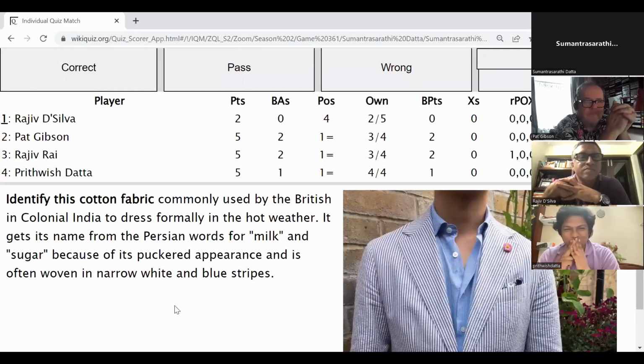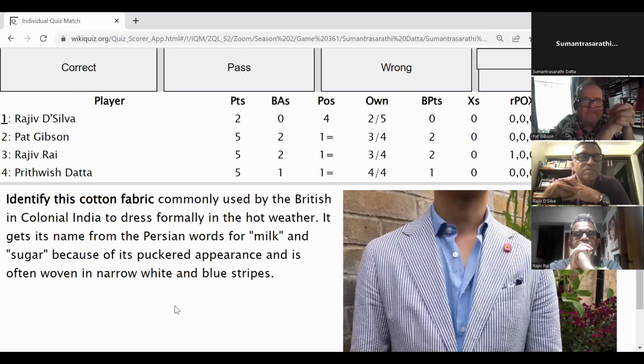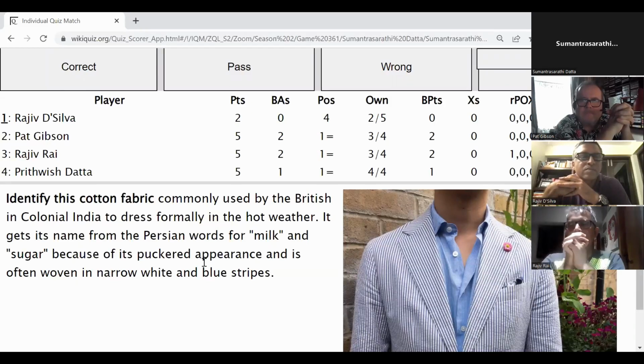Identify this cotton fabric commonly used by the British in colonial India to dress formally in hot weather. It gets its name from the Persian words for milk and sugar because of its puckered appearance, and it often comes in narrow white and blue stripes.